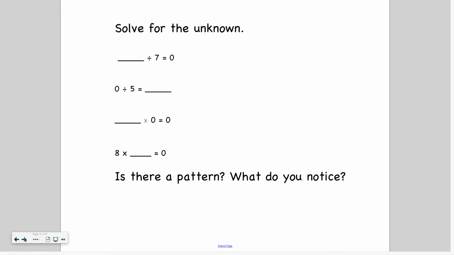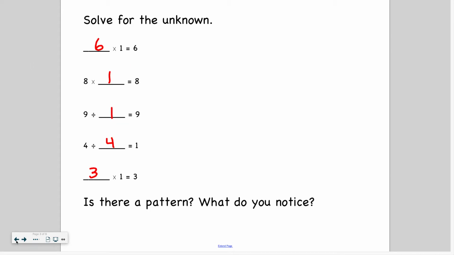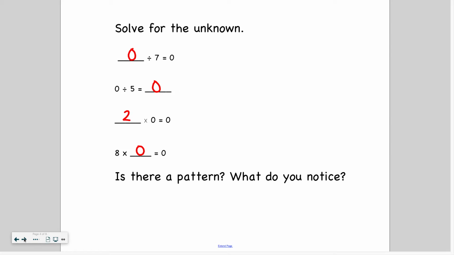All right, here I have 0 divided by 7 is 0. 0 divided by 5 is 0. I'm going to write 2, but really any number you've written here would have been fine because that number times 0 will give me 0. So I wrote 2, but if you wrote 8, 24, 37, 459, it would all work. 8 times 0 is 0. Right, so if you haven't noticed any patterns, I want you to go back and think about what you solved and what you noticed, because I want to talk about a pattern when multiplying and dividing by 1 or 0.